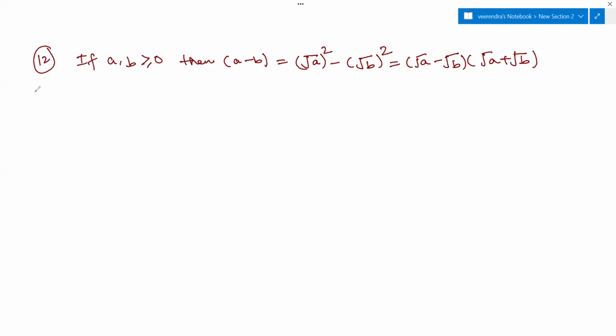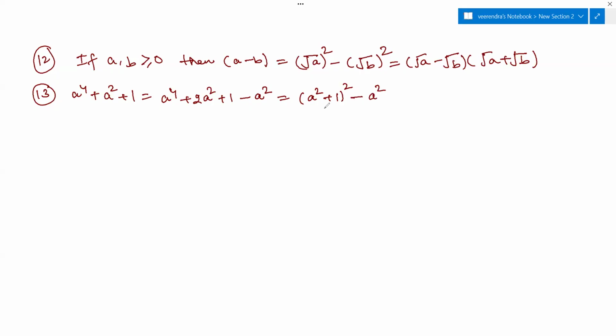Next is a power 4 plus a square plus 1. So this can be written as, if I write it as a power 4, I can write 2a square plus 1 minus a square. I have added a square and subtracted a square. So this is nothing but a square plus 1 whole square minus a square.